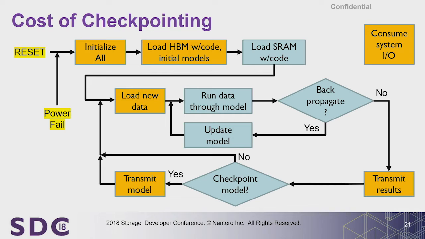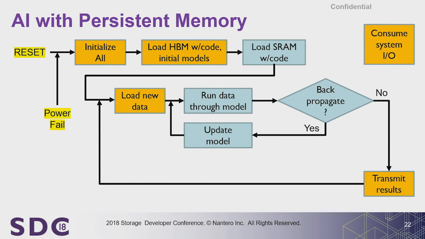So logically, that's what this is going to look like. Looks a whole lot like that database flowchart, right? A little bit more complicated. You have the initialization stuff coming off of reset and or power fail. You load the HBM with the code and the initial models. But this big ticket item down at the bottom here is when you decide that you need to checkpoint the model and transmit that model, you're gobbling up a ton of available bandwidth on your I/O subsystem, and we can do better.